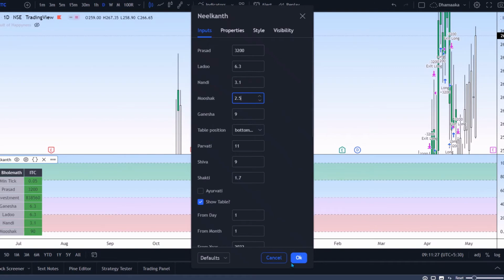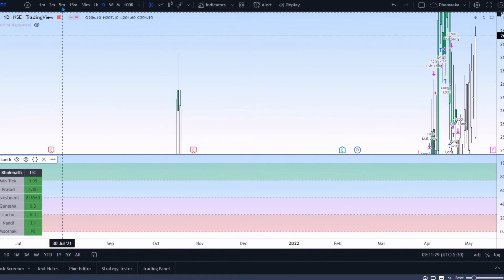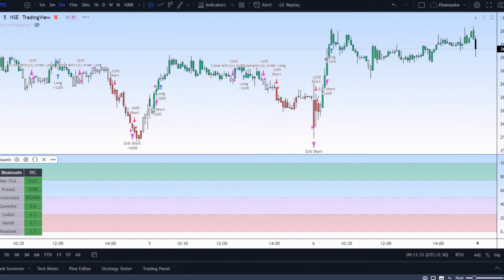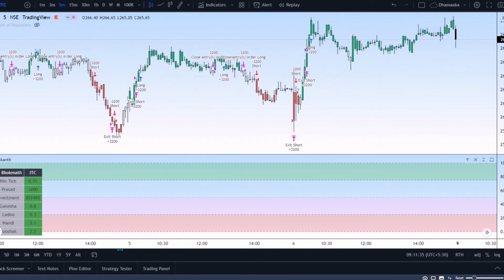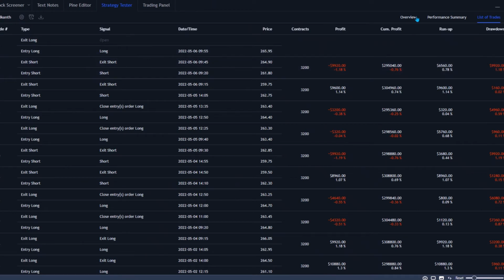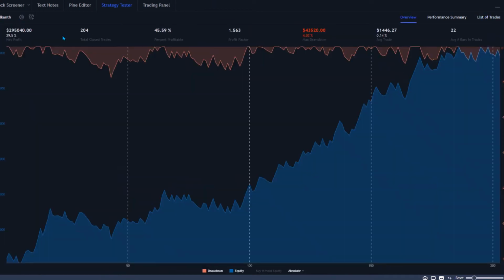Go back to 5 minutes time frame. So this is ITC for you. Here we can see around again 3 lakhs something with the 4% drawdown on 10 lakhs. 45% is the win rate. Right, and you can see more examples.